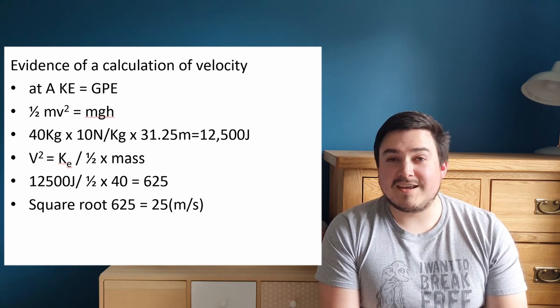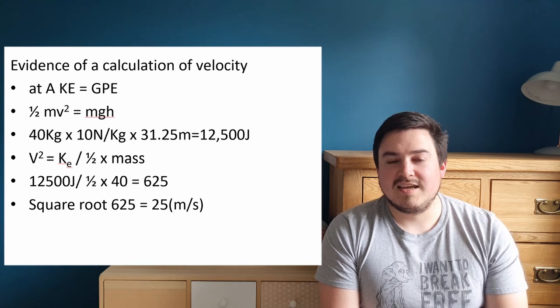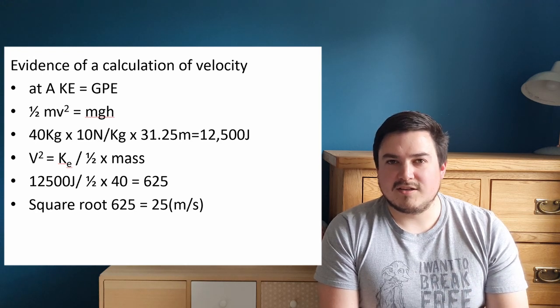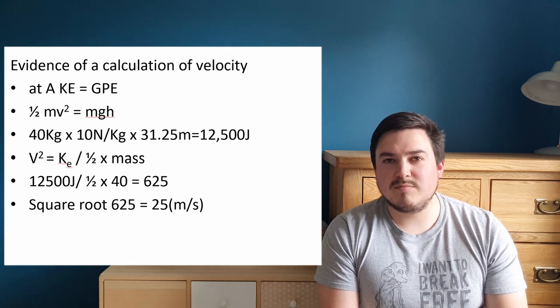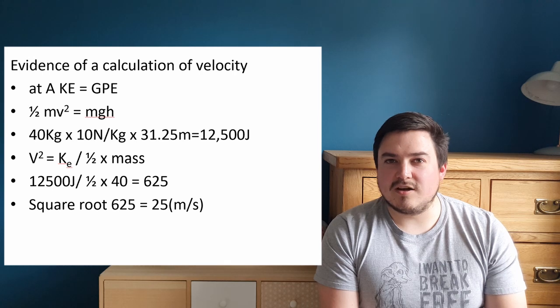We can then use that as our kinetic energy, and our rearranged kinetic energy equation for velocity is going to be the square root of the kinetic energy divided by 2 times the mass. So that's the square root of 12,500 divided by 2 times 40. If we do that, again, we should end up with an answer of 25 meters per second.